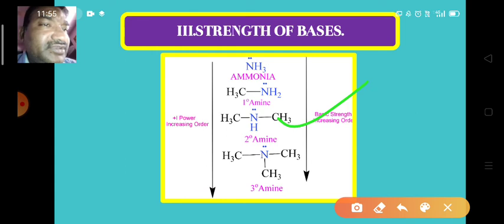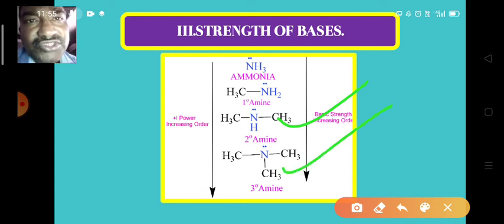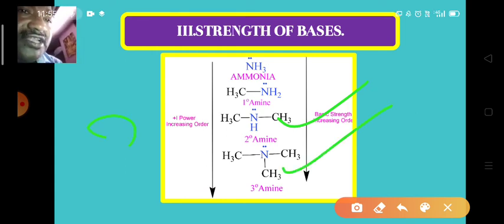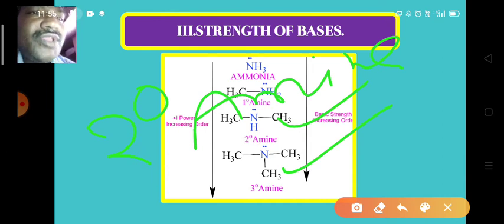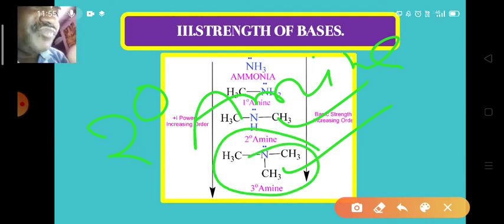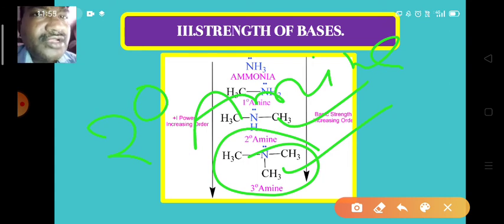And compared to this, tertiary amine should be the strongest base, but actually secondary amine is found to be the strongest base among these four bases, because due to steric hindrance, the tertiary amine cannot donate the electron pair perfectly. As a result, it becomes somewhat weaker base compared to the secondary amine. So, among all these amines, dimethylamine or secondary amine is the strongest base.